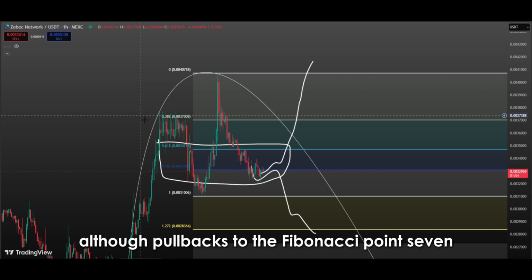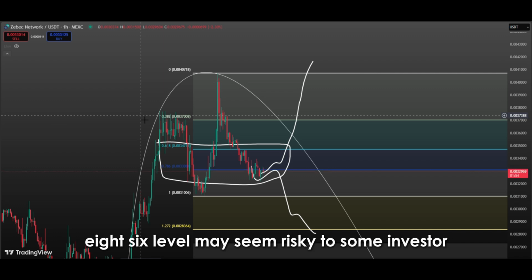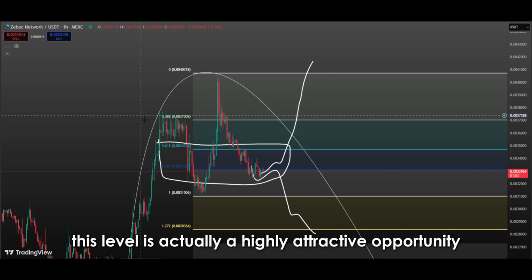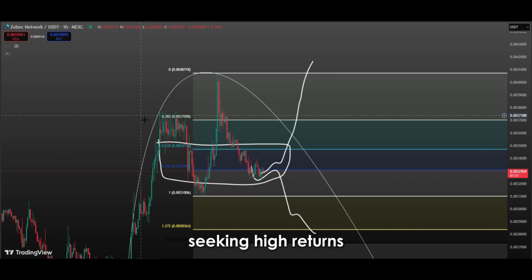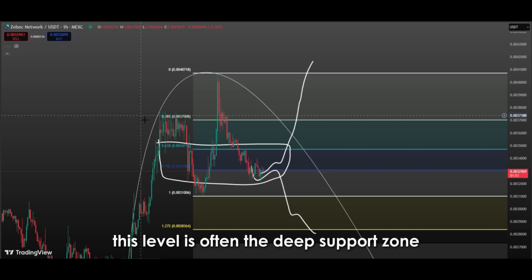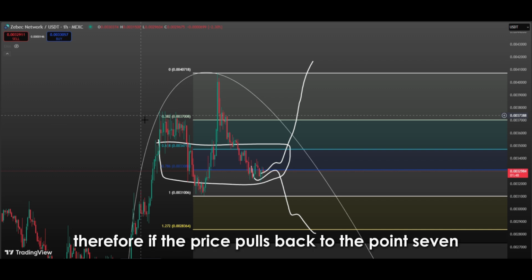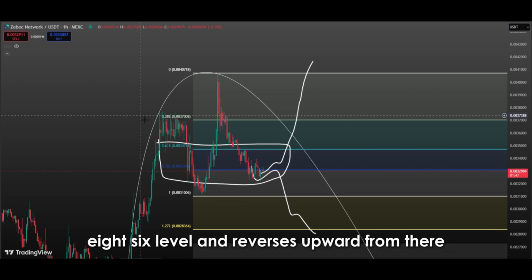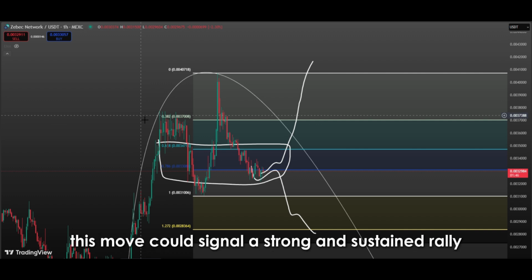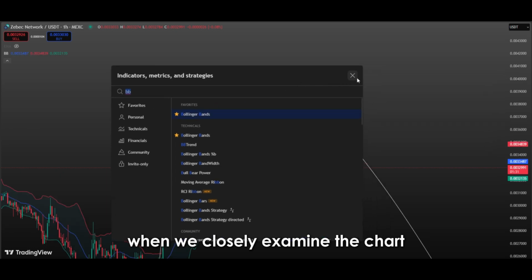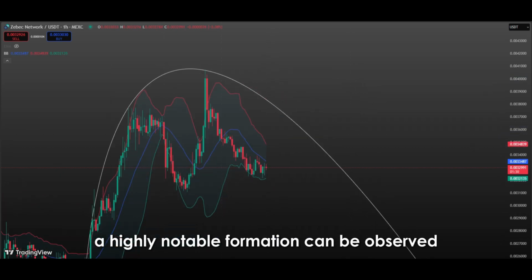Although pullbacks to the Fibonacci 0.786 level may seem risky to some investors, this level is actually a highly attractive opportunity for patient investors seeking high returns. This level is often the deep support zone where the price bottoms out after irrational fears in the market and may begin a new upward trend. Therefore, if the price pulls back to the 0.786 level and reverses upward from there, this move could signal a strong and sustained rally.